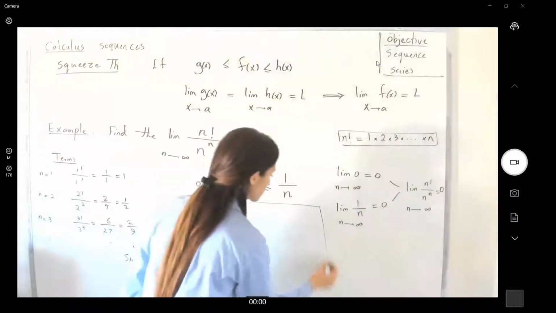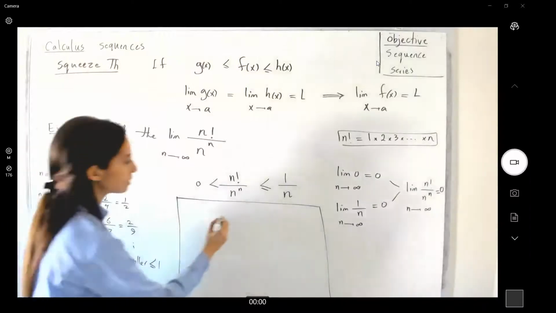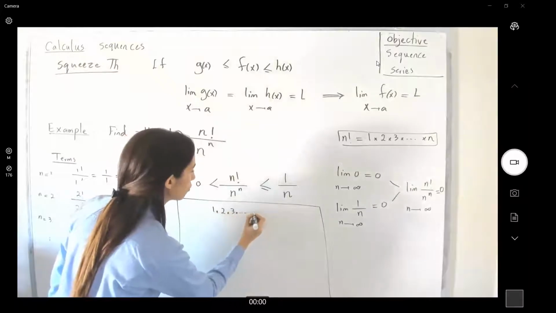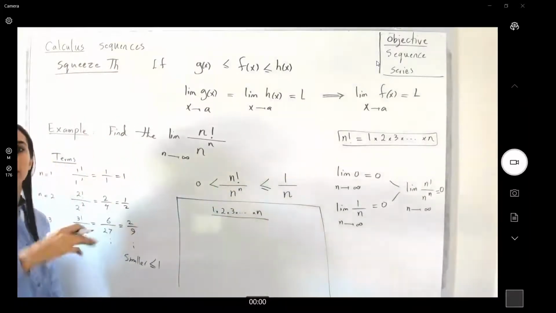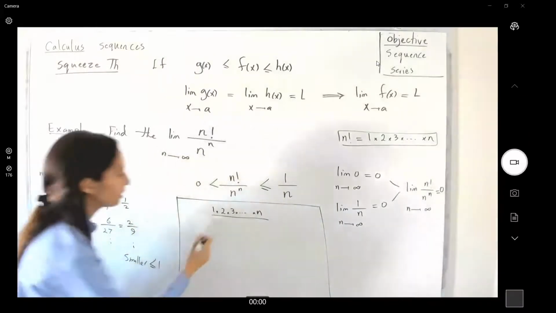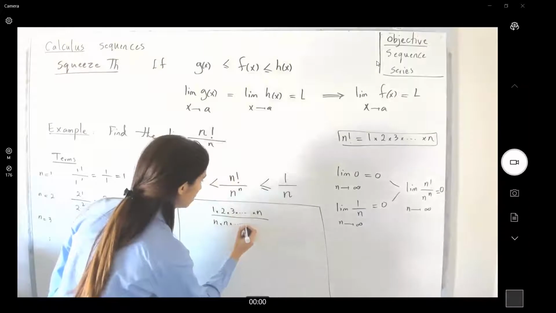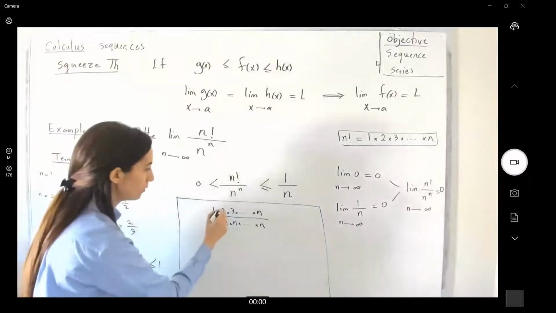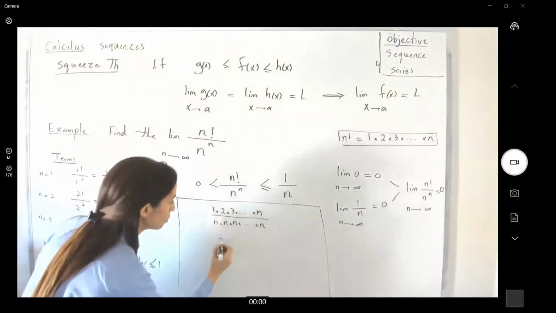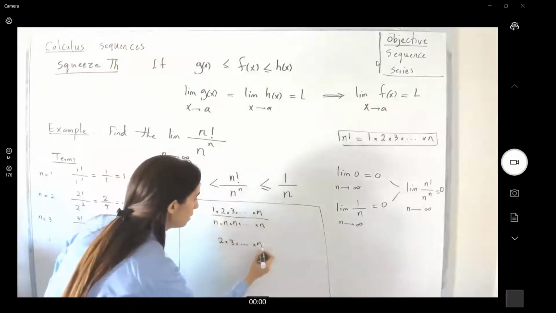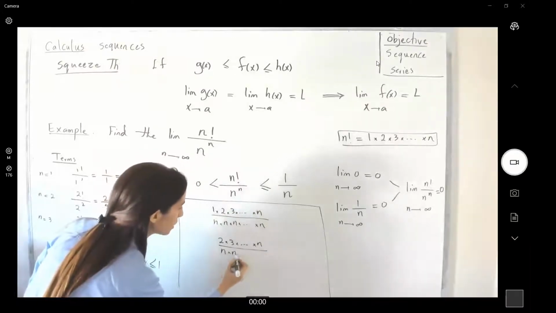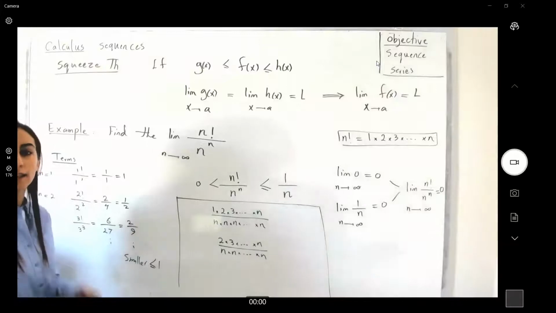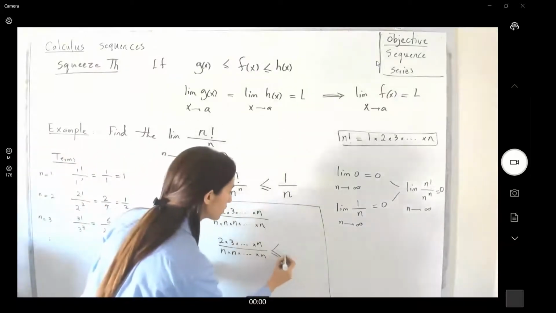Also note that here we have this situation. N factorial is 1 times 2 times 3 times 4 times n, divided by n to the n, which is n times n times n, n times n times n times n. If you look at this term here, 2 times 3 times n divided by n times n times n, this quantity is always less than or equal to 1.